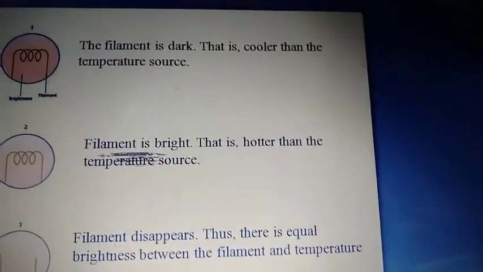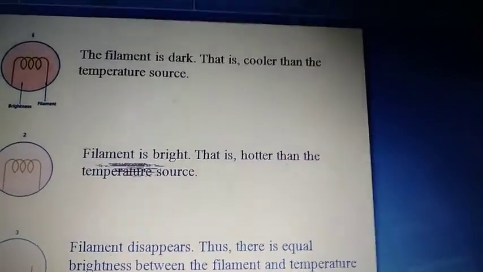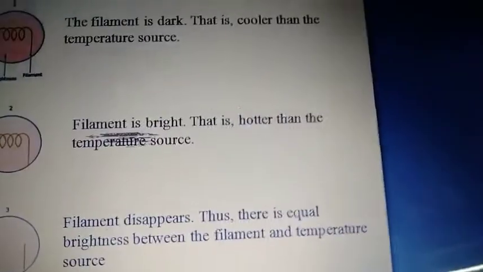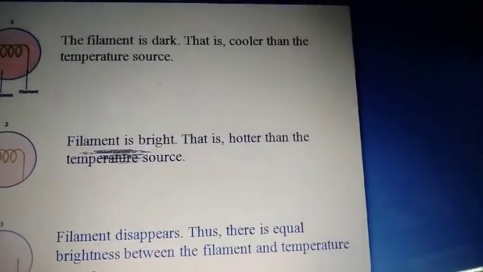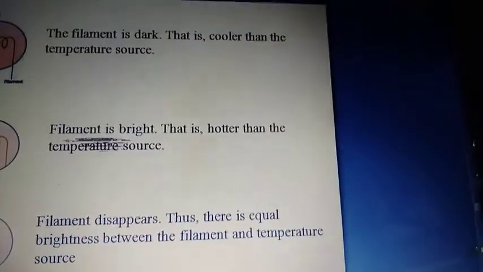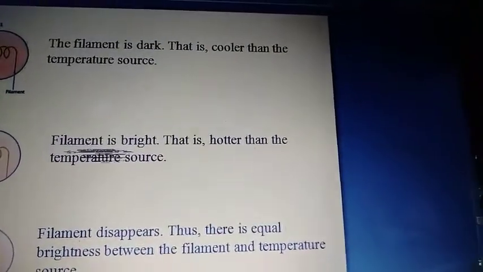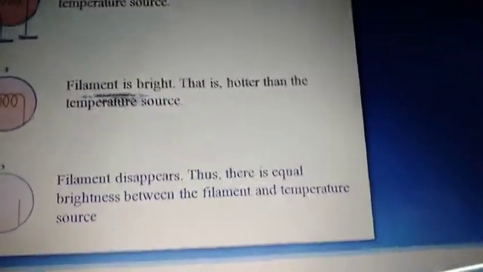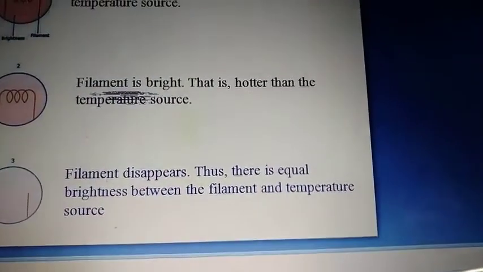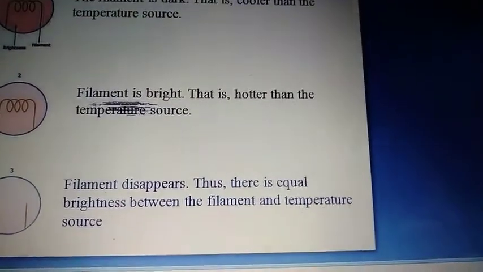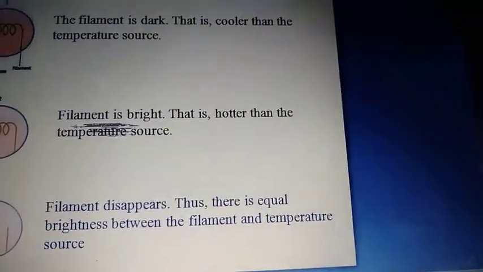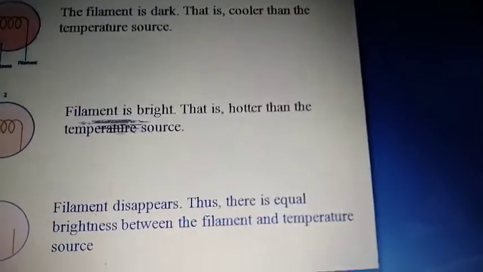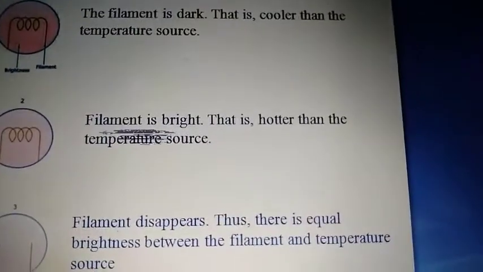When the filament is bright, in case 2, it is hotter than the temperature source. When the filament appears bright from the eyepiece, the condition is that it is hotter than the temperature source. In the third case, the filament disappears, which means there is equal brightness between the filament and the temperature source. The brightness of the temperature source from the radiation zone is equal to the brightness of the filament, by which time the filament disappears from the observer.